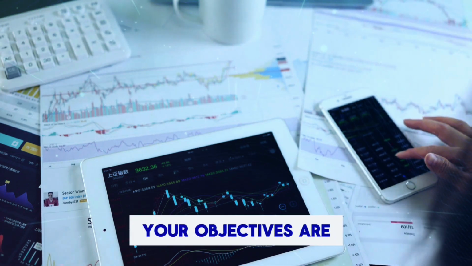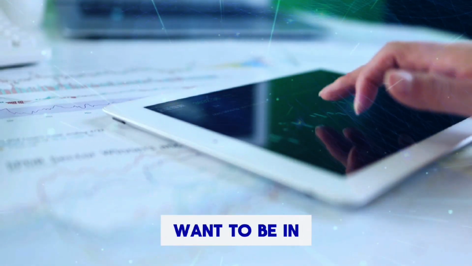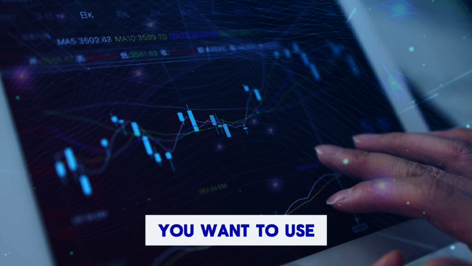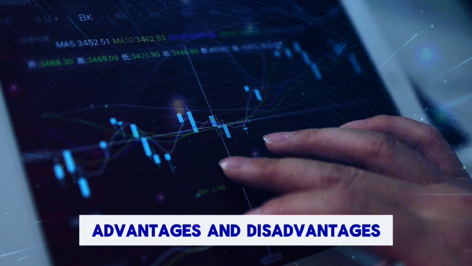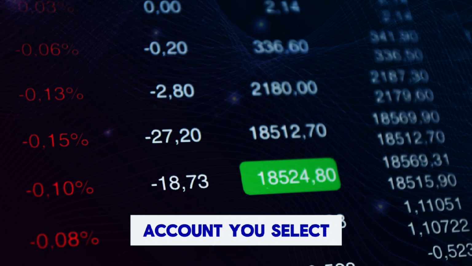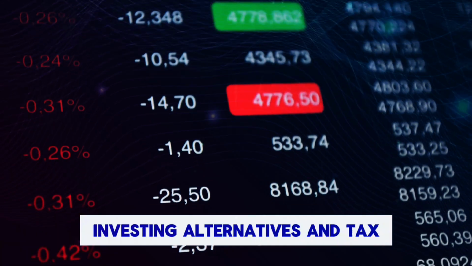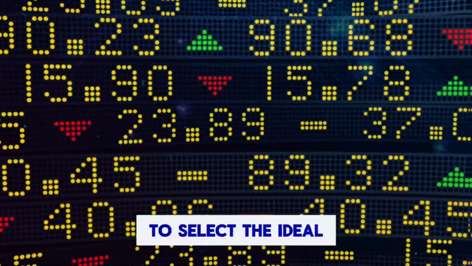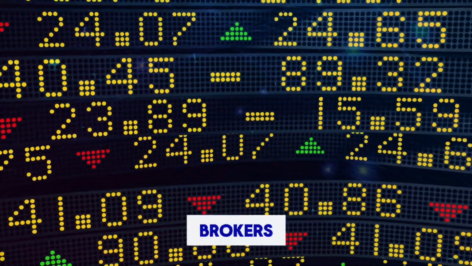You now know what your objectives are, how much risk you can take, and how involved you want to be in investing. It's time to select the kind of account you want to use now. Everyone has unique qualities, advantages, and disadvantages. Furthermore, the kind of account you select might have a big influence on your overall plan, investing alternatives, and tax situation. To select the ideal investing account for you, you must evaluate various brokers.